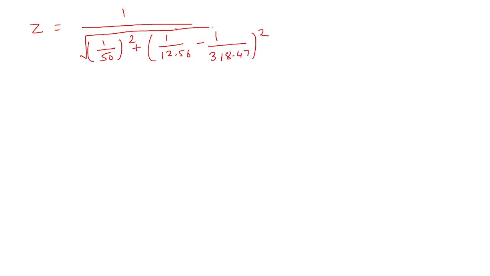If we simplify it, you can use the calculator to simplify this expression. You will get the impedance value, that is 12.7 ohm. The impedance Z is 12.7 ohm.